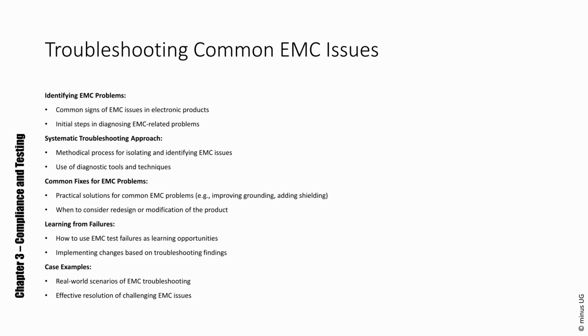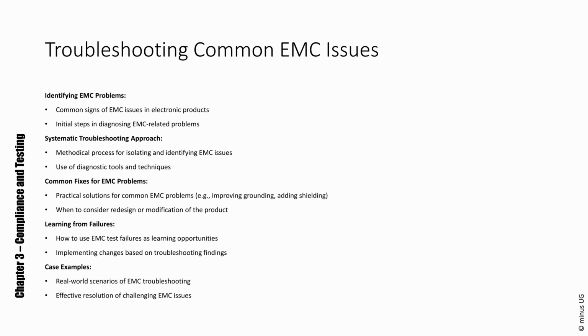Practical solutions to EMC problems often involve improving grounding to reduce noise levels, adding shielding to prevent EMI emissions or susceptibility, and incorporating filtering to block unwanted frequencies. If these solutions are insufficient, redesigning or modifying the product may be necessary. This can include changes to the PCB layout, repositioning of components, or the use of different materials.